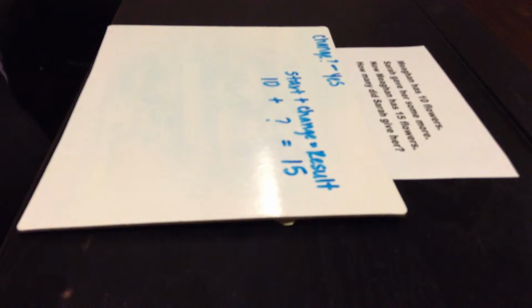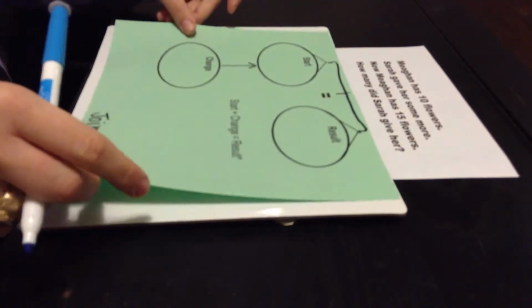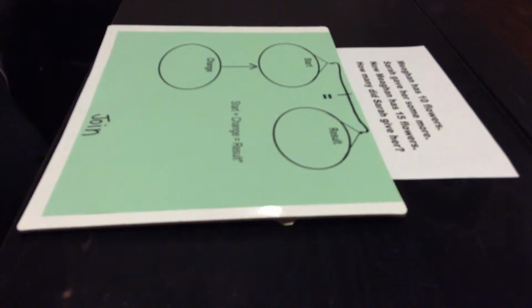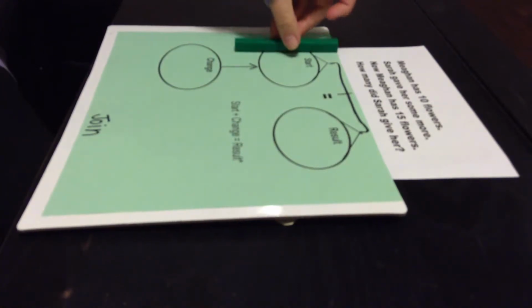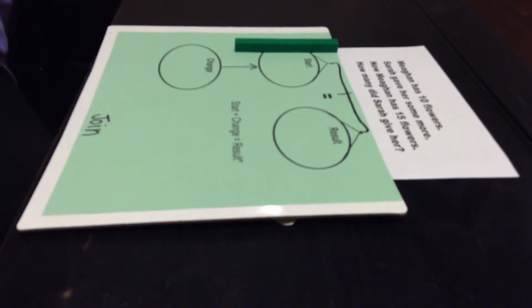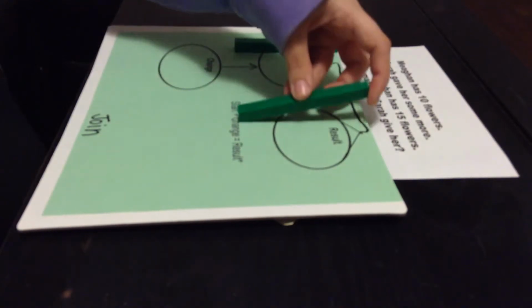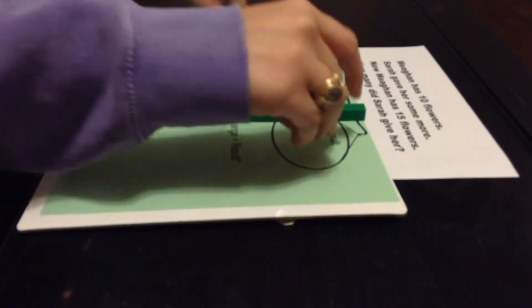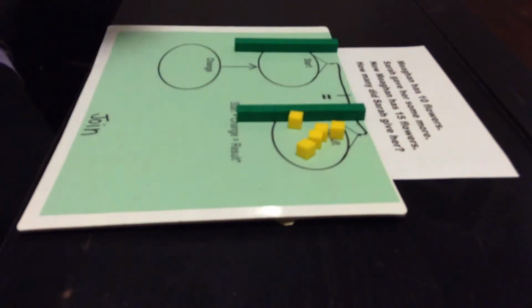So if we take out our join structure model and use our base 10 blocks to fill it in, if we know that the start is 10 flowers, we can use a base 10 rod to put into our start, because Megan has 10 flowers, and Sarah gave her an unknown amount more flowers, and we know that she ended with 15. So one rod and 1, 2, 3, 4, 5 units, leaving us with 15 flowers.